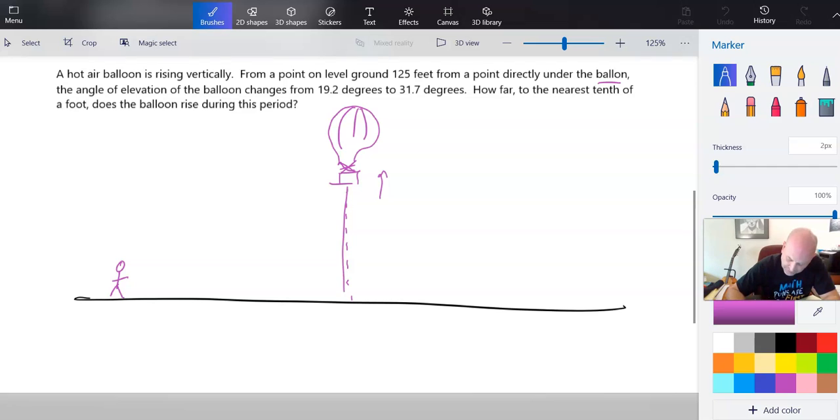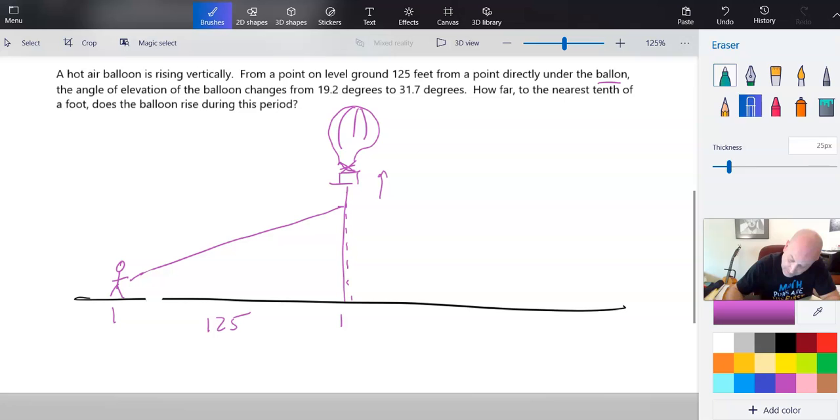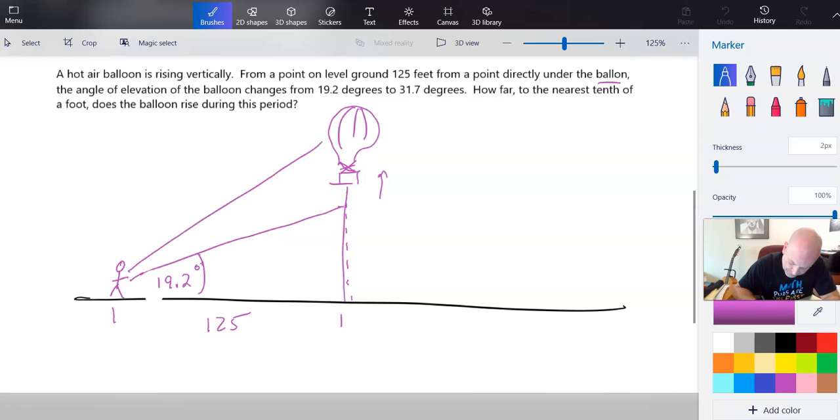right? There's a vertical drop here. We know this distance right here is 125 feet, and the balloon changes in its angle of elevation from 19.2 degrees, and that's this small measurement here, all the way up to the big measurement, which is going to be 31.7 degrees, right? And that spans this. That's the whole thing.